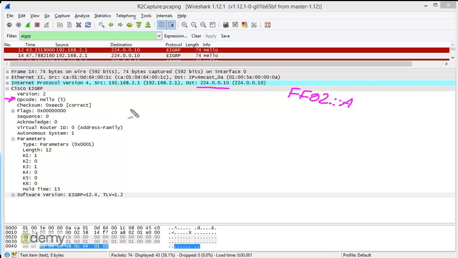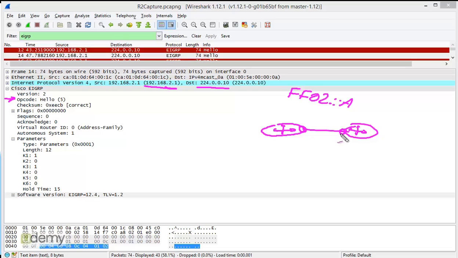The neighborship between two EIGRP neighbors is formed if 4 parameters are checked and passed. The first parameter is the IP address of the source and the destination. If two routers want to be neighbors, their directly connected interfaces must be in the same subnet. For example, in my scenario, it is 192.168.2.1 and the other side is 192.168.2.2. So this parameter is checked and passed.